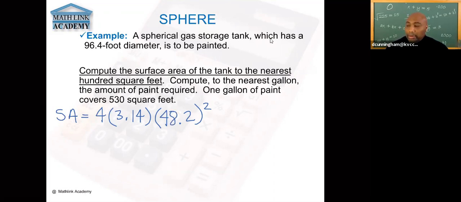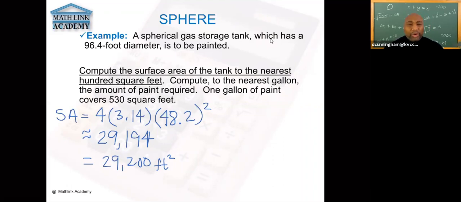Now, once we do all this, go ahead and do this on your calculator. Pause it and do this on your calculator. I think we end up with an approximation of 29,194. Okay. Now, since we're talking about painting this, let's round this up to like 29,200. And since it's surface area, it'll be square feet in our case. So what I did was estimate it, so we make sure we have more than enough paint.